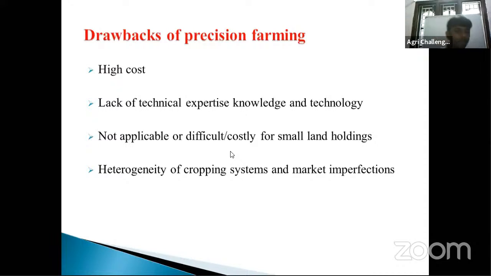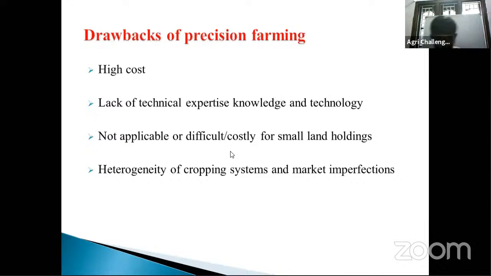Another big problem in India is our land holding. The average operational land holding of India is now around 0.33 hectares. On average, most of the farmers, 80 or 85 percent, have 1 hectare or less than 2 hectares of land, small and marginal. So small and marginal farmers are unable to utilize these costly technologies to manage their very small fields.